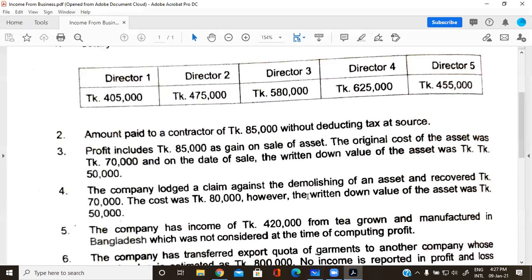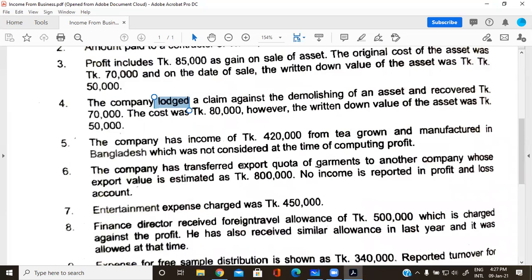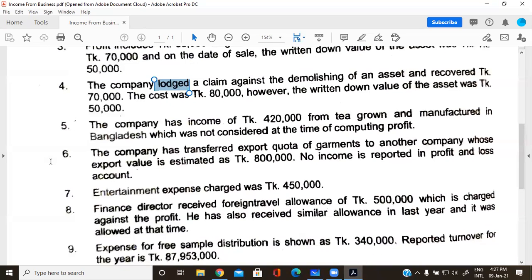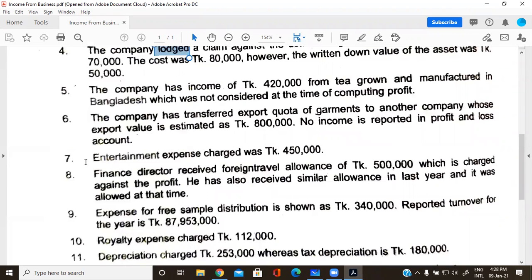Okay, next. The company lodged a claim against the demolishing of an asset and recovered taka 70,000. Make it very clear. Has the company received any compensation yet? No, sir. The company has not received any compensation yet. That's why no transaction has been made. So this is some kind of caution you need to take when you prepare your return. We have not received any compensation yet.